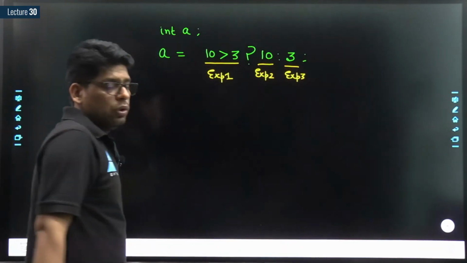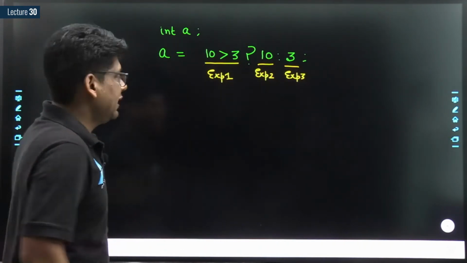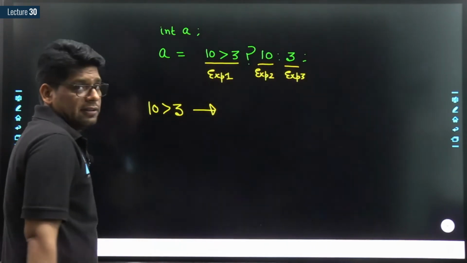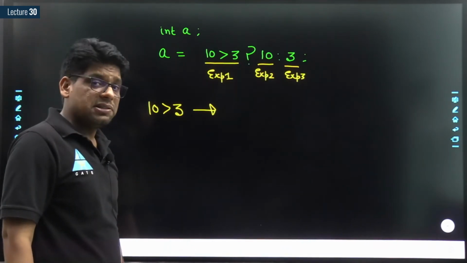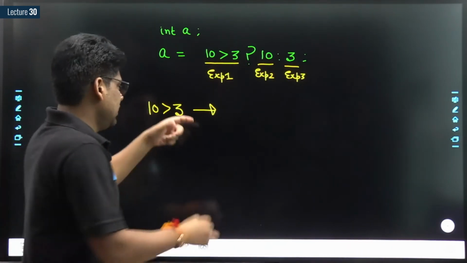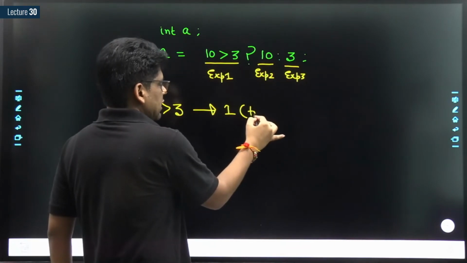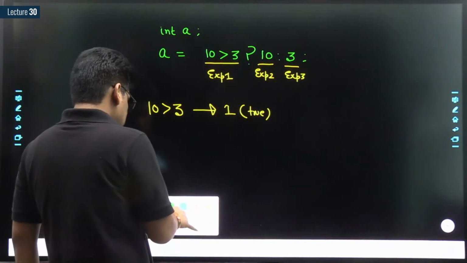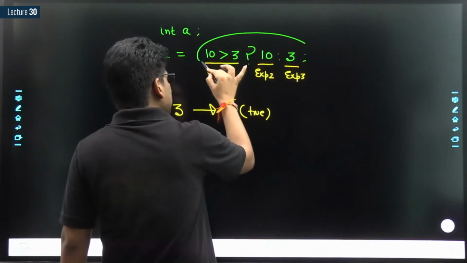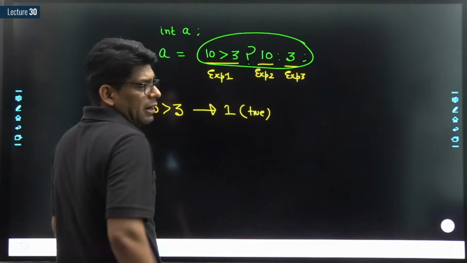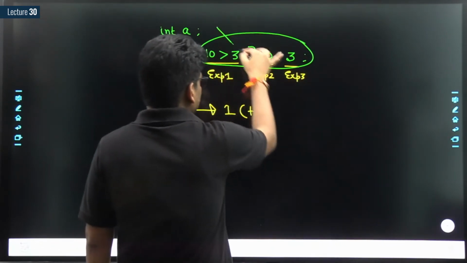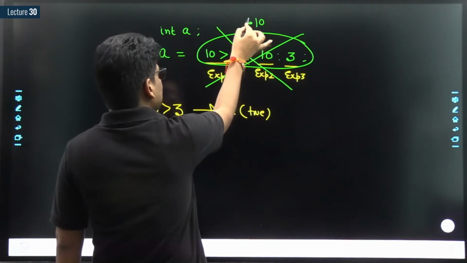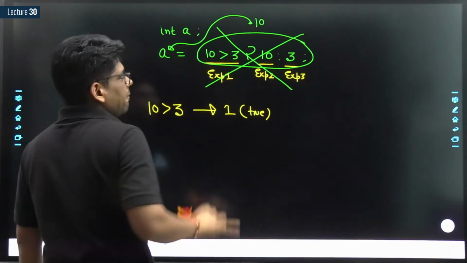Sir, as per rule, firstly, expression 1 will be evaluated. Tell me, what is the value of 10 greater than 3? Sir, is it true that 10 is greater than 3? Yes, it is true. The result is 1. Or you can say the result is true. That means, just because expression 1 is true, the result of this entire expression is nothing but expression 2. What is the value that goes inside A? Expression 2. That means this 10 will be stored inside A.